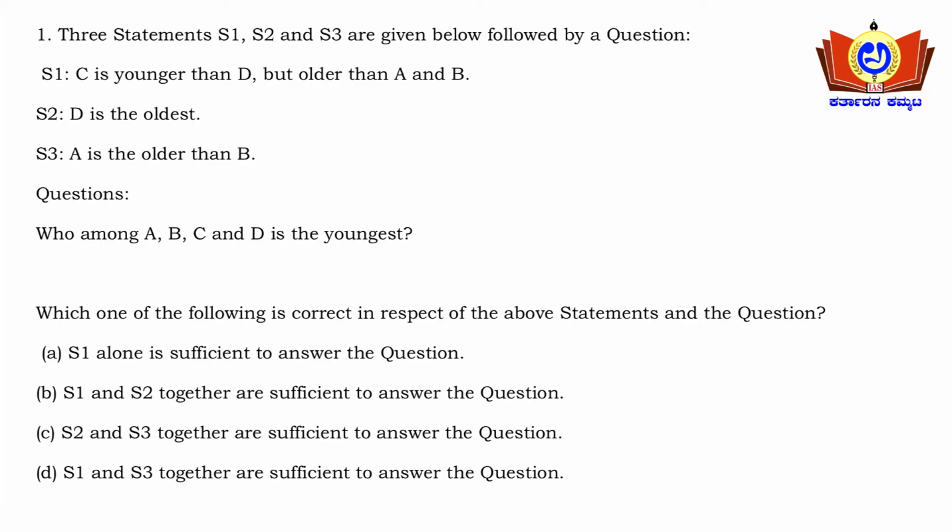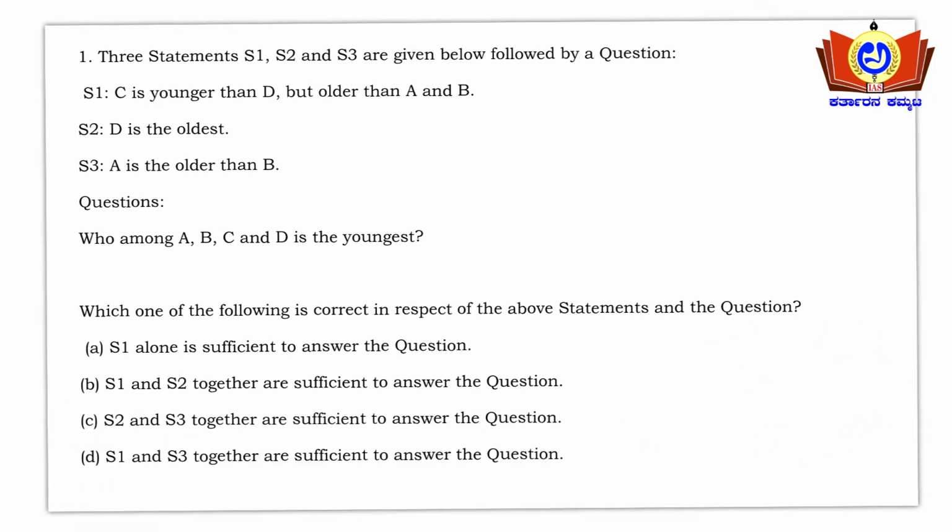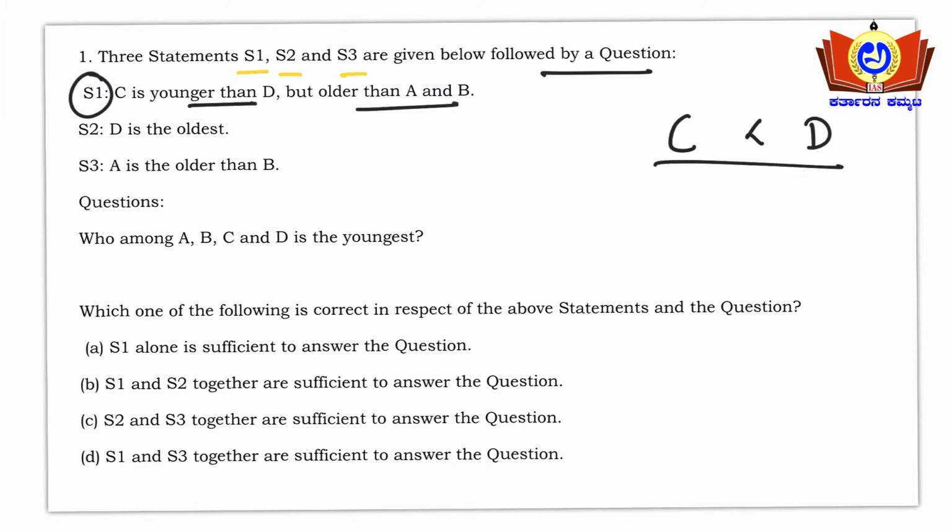So let's begin. The first question has three statements, S1, S2 and S3, followed by a question. Statement 1 says C is younger than D, but older than A and B. This is the first condition here.